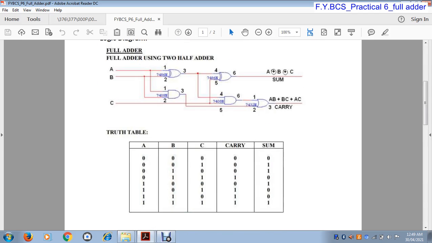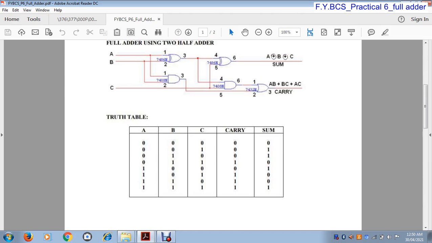There are 3 bits, sorry, 3 numbers A, B and C. The full adder adds 3-bit numbers. First is 0, 0, 0: 0 plus 0 plus 0, sum is 0, carry is 0. Next is A is 0, B is 0, C is 1. So 0 plus 0 plus 1, sum 1, carry 0.